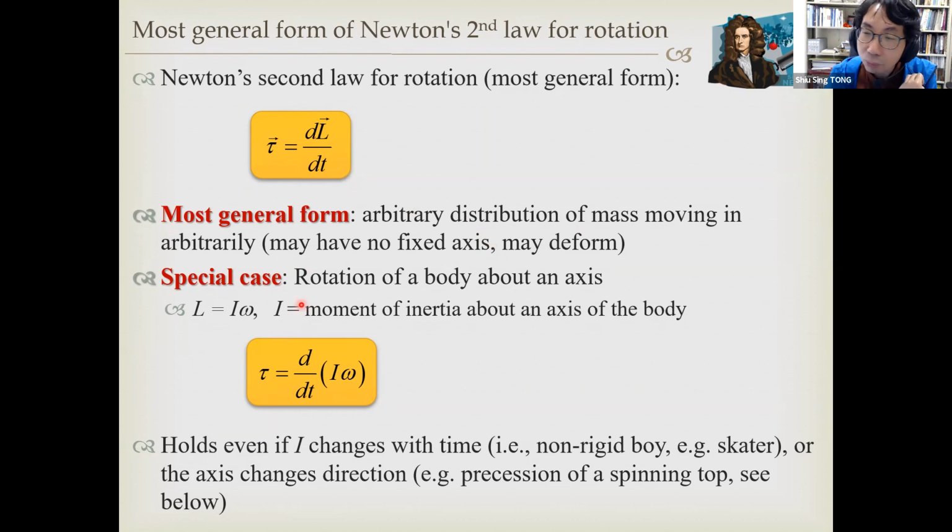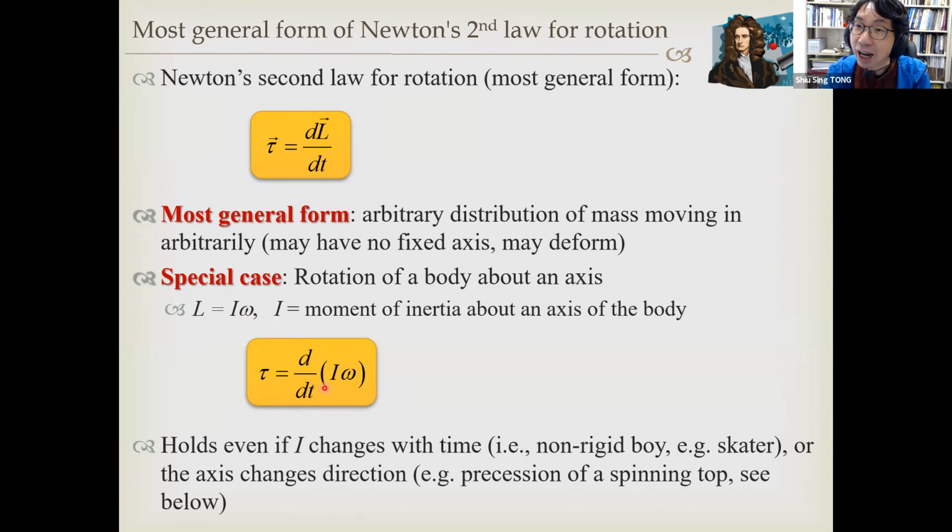Now, what we have studied is only the special case, where the body is rotated about a given axis. So the angular momentum can be written as the moment of inertia about that axis multiplied by the angular speed. And in that case, you will have torque equal to the time derivative of I omega. Now, because this equation is general, L is defined in a more general way.